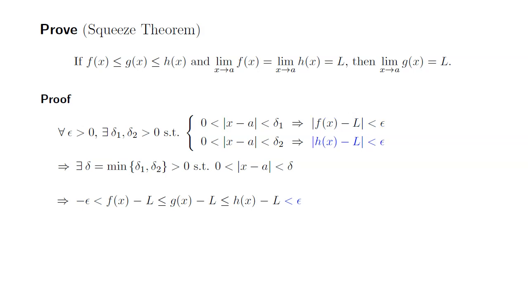So if you focus on the inequality for g(x) minus L, you can see that g(x) minus L is strictly between negative epsilon and positive epsilon. Therefore, we know that the absolute value of g(x) minus L is less than epsilon. So this concludes the proof of the squeeze theorem. That's it. I hope that this was clear.